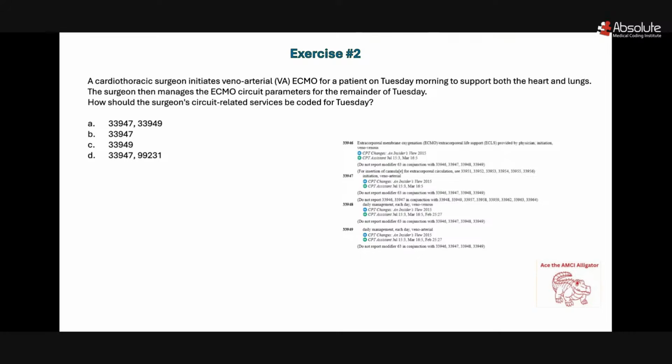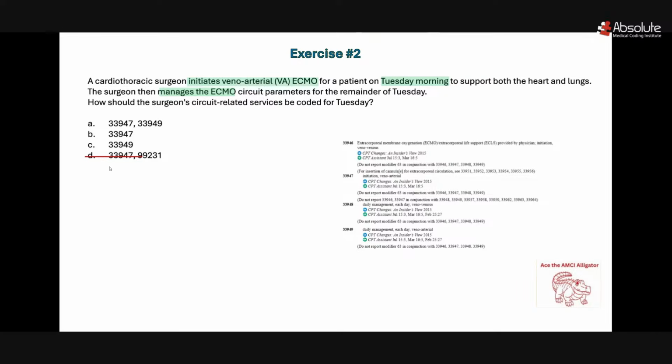All right, so let me start solving this. We have here a cardiothoracic surgeon who initiates a veno-arterial ECMO device, and it was done on the Tuesday morning. And the surgeon manages the ECMO circuit parameters as well, right? That means he initiates as well as does the management of the ECMO.